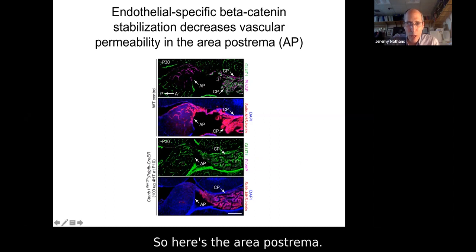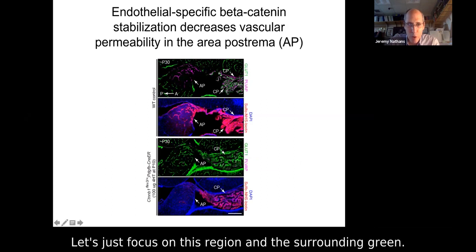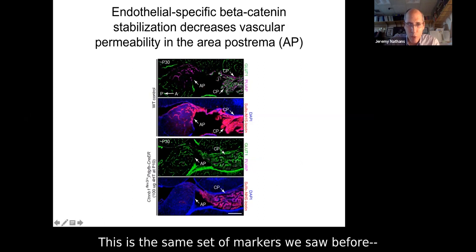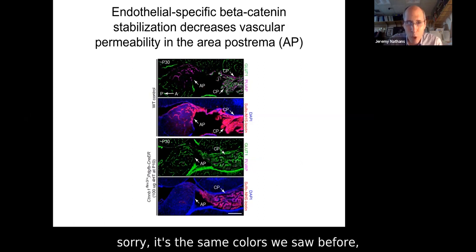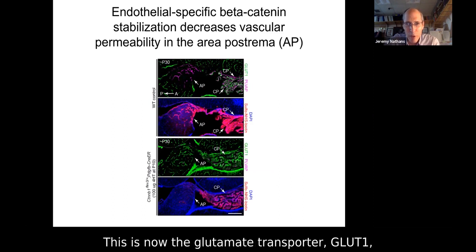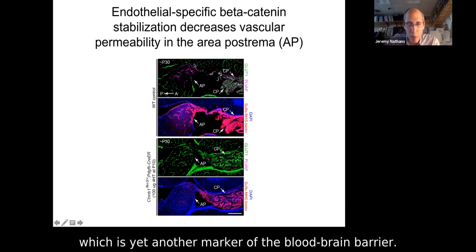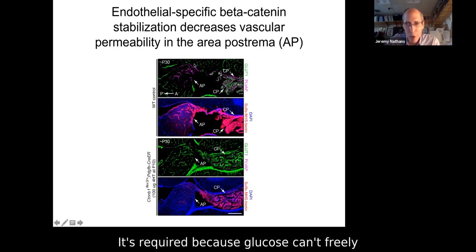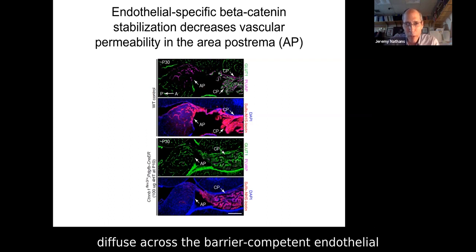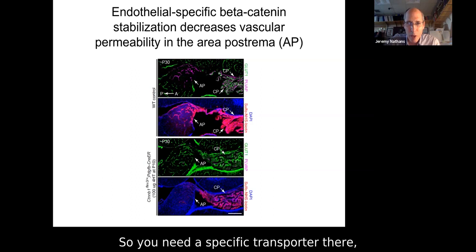So here's the area postrema. This is a sagittal section, posterior to the left, anterior to the right. Let's just focus on this region and the surrounding green. This is the same set of markers we saw before. It's the same colors we saw before, but the green marker is different. This is now the glucose transporter, GLUT1, which is yet another marker of the blood-brain barrier. It's required because glucose can't freely diffuse across a barrier-competent endothelial cell, so you need a specific transporter there, and this is the one that does it.